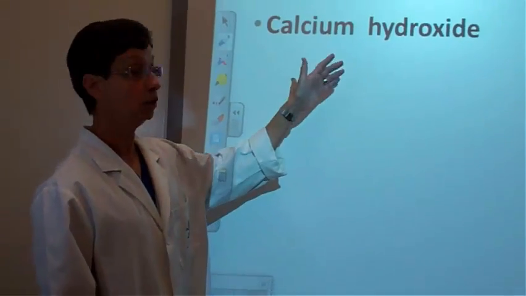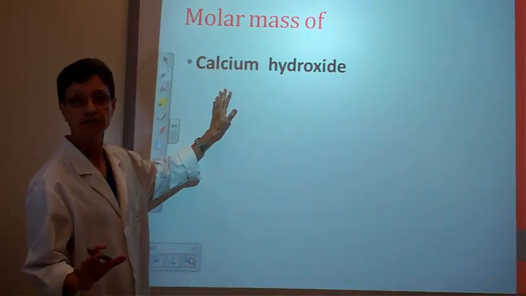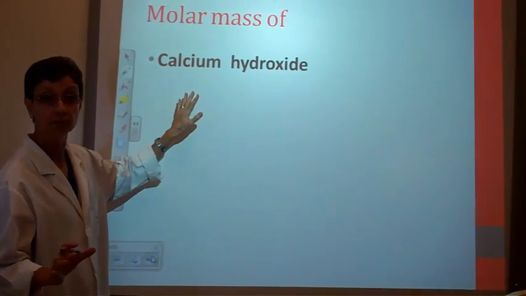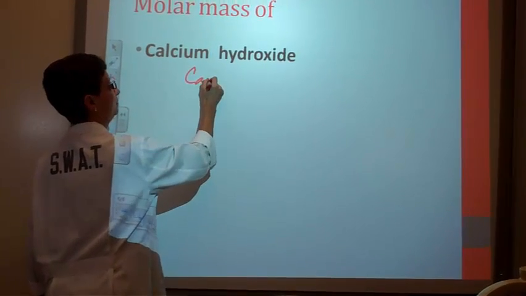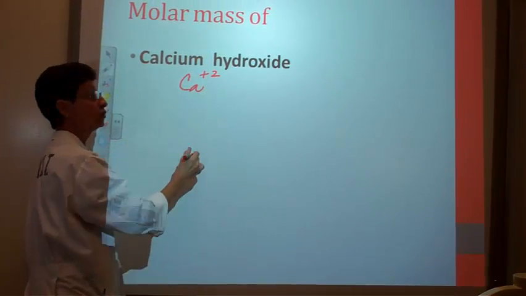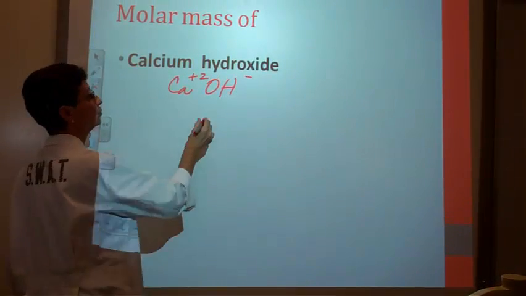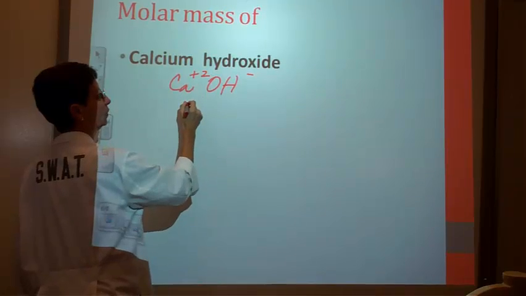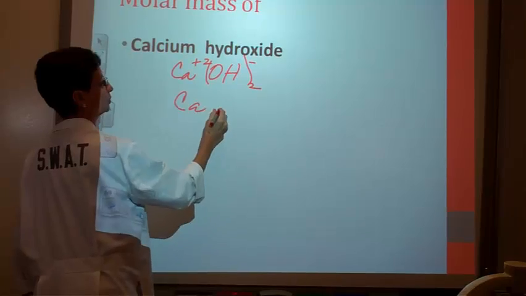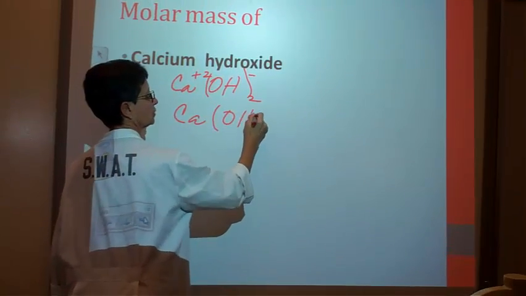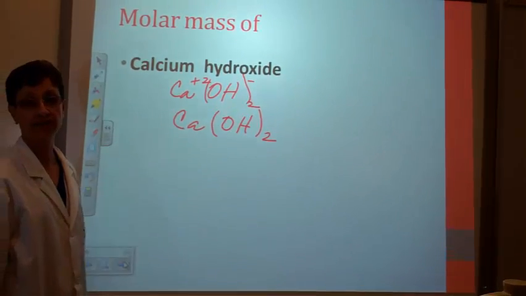So let's try another example. We're going to figure out the molar mass of calcium hydroxide. The first thing I have to do is write the formula of the compound. Calcium is +2 in charge, hydroxide is -1 in charge, there's the cross, so that's going to come out 2. Let me rewrite it correctly without the charges, and there it is. So that's my formula of calcium hydroxide.